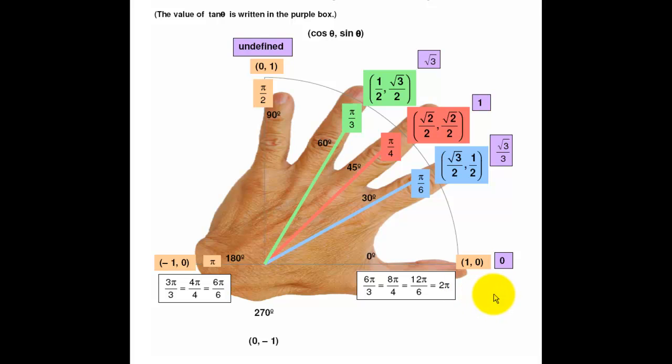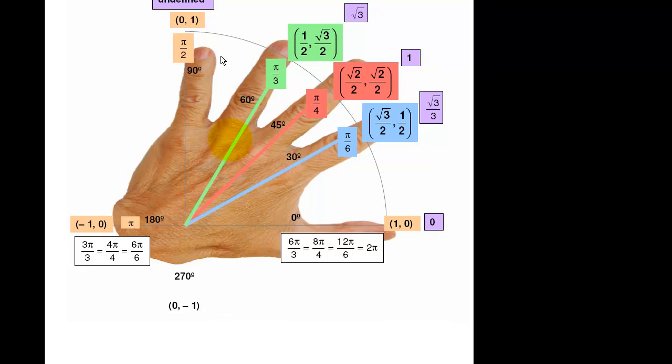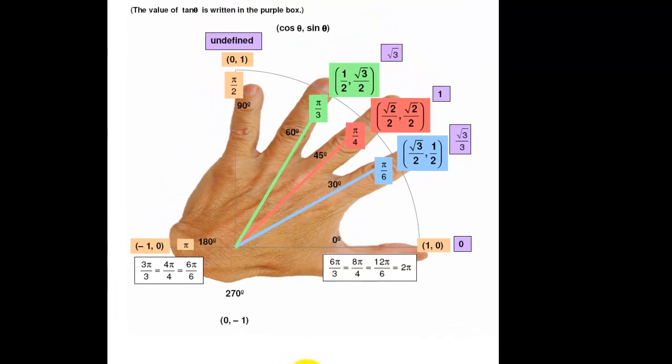Let's check 60 degrees. With your ring finger folded under, see 3 fingers to the right and 1 to the left. The tangent of 60 degrees is square root of 3 on the right divided by the square root of 1 on the left, or simply the square root of 3. On the next page I'll show you a brief summary.